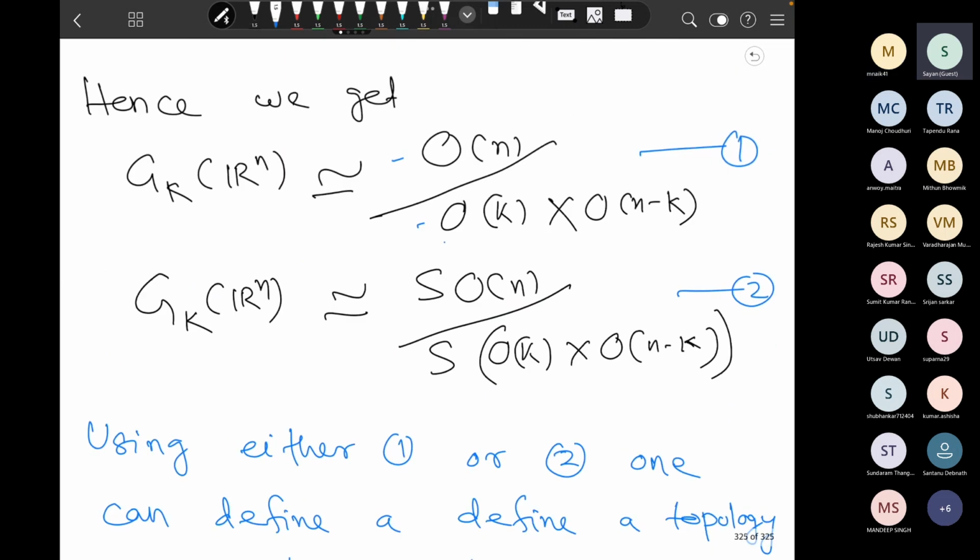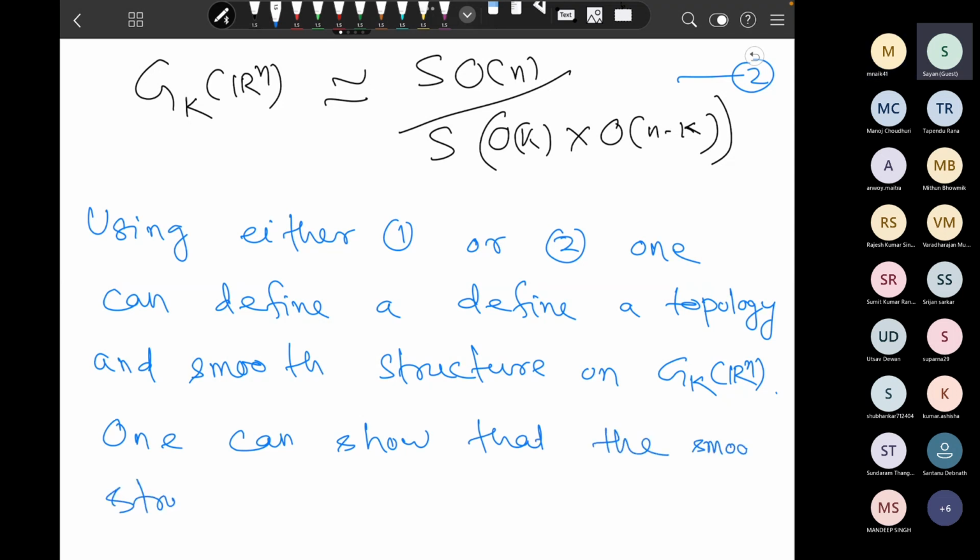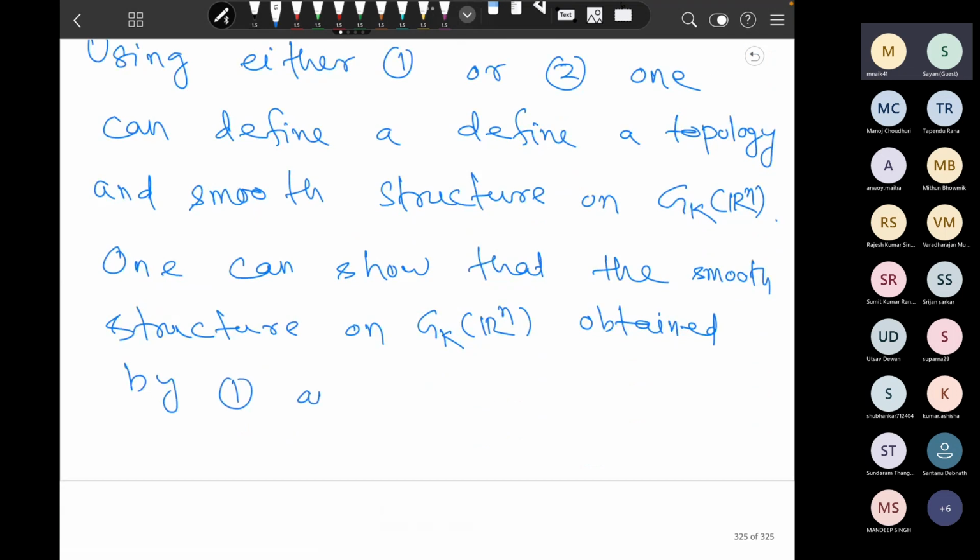Now one can ask a question. Suppose one gives a differentiable structure using 1 and one gives a differentiable structure using 2. Are they the same or different? They are in fact diffeomorphic. One can show that the smooth structures on G_k(R^n) obtained by 1 and 2 are diffeomorphic.